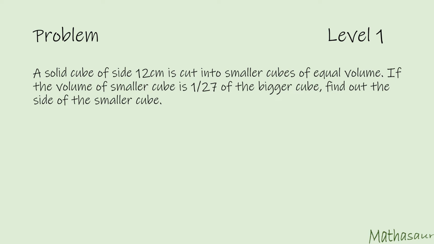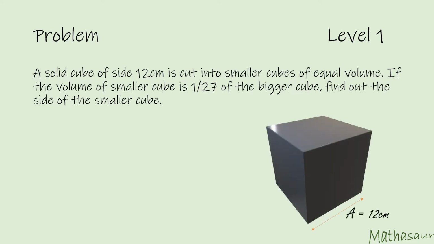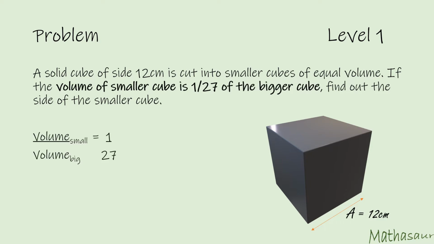Let us look at a problem. A solid cube of side 12 cm is cut into smaller cubes of equal volume. If the volume of smaller cube is 1 by 27 of the bigger cube, find out the side of the smaller cube. We are given a cube of side 12 cm. We are also given that the volume of smaller cube divided by volume of bigger cube is equal to 1 by 27.